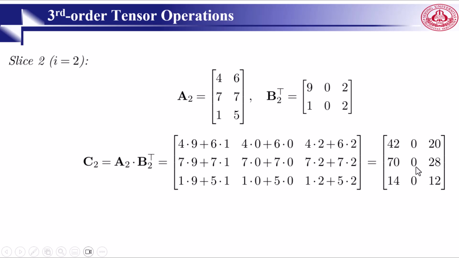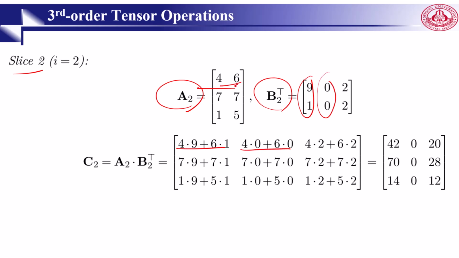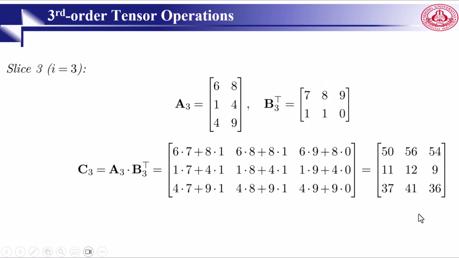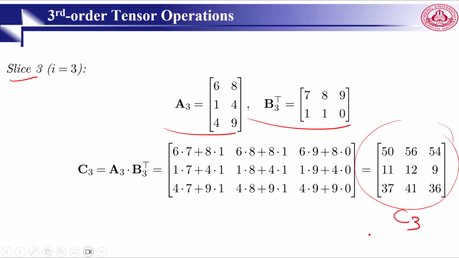Then we do the same for the second slice, A2 multiplied by the transpose of B2, okay? First row, first column, first row, second column, first row, third column, right? In the same way, we do this multiplication, simple matrix multiplication, and we will come up with C2. Then in the next round, we go for slice 3 or layer 3 for C, A3 multiplied by the transpose of B3. In the same way, we will do it and we will come up with C3, right?